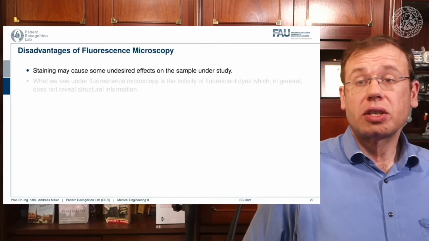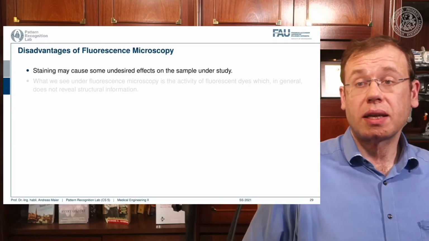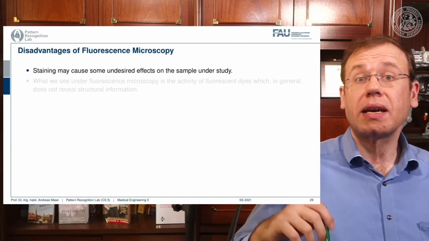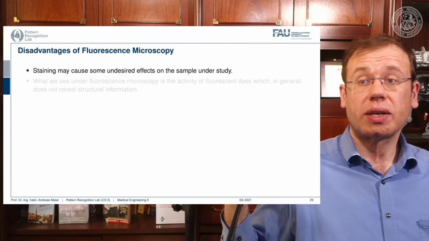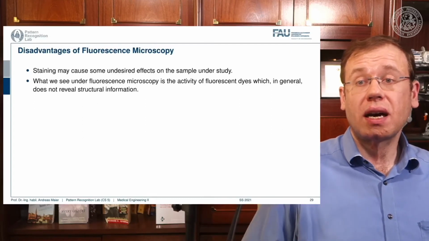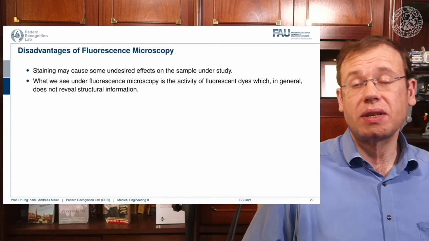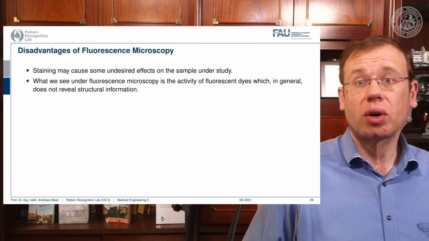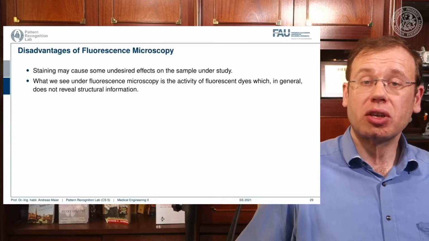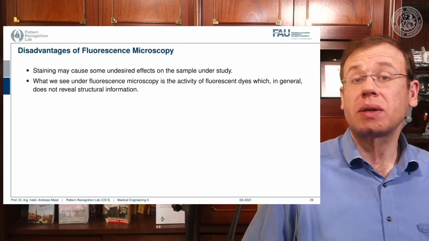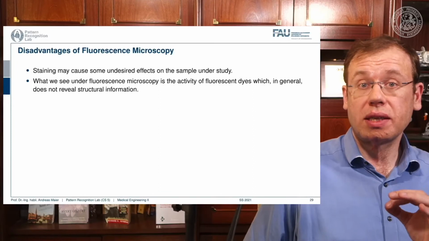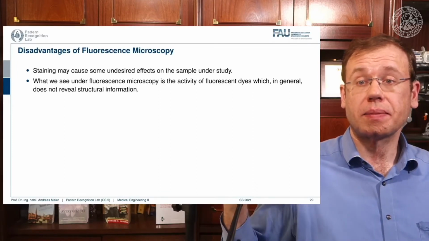There's a couple of disadvantages. Staining, of course, may cause undesired effects, the observer's paradox that I already talked about, and this may hamper the results of our study. And what we see under the fluorescence microscopy is the activity of the fluorescent dye, which in general does not reveal structural information anymore. So we only see how much of the dye is actually in that particular cell, but we see nothing else because only the dye is actually activated by our fluorescence effect. So we only see the fluorescent material in this case.